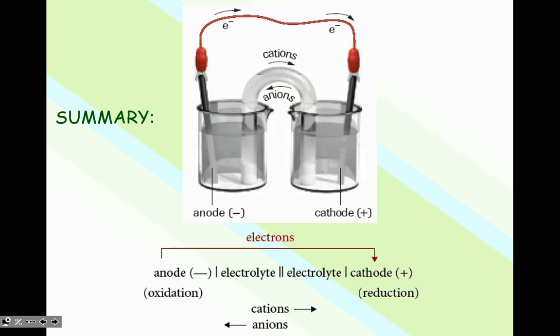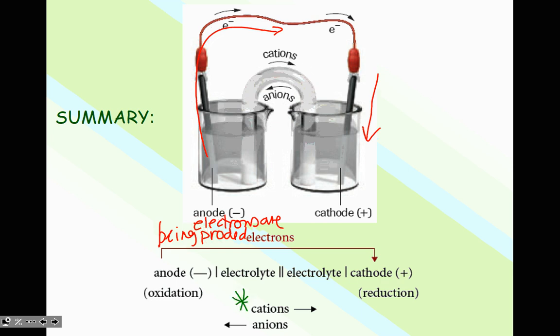So let's summarize. We have our anode. This is where electrons are being produced, right? These electrons then move via the wire into the cathode. Another thing you have to know is that cations move to the cathode and anions move to the anode in order to make sure everything's neutral.